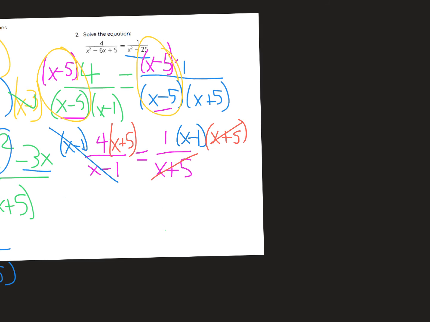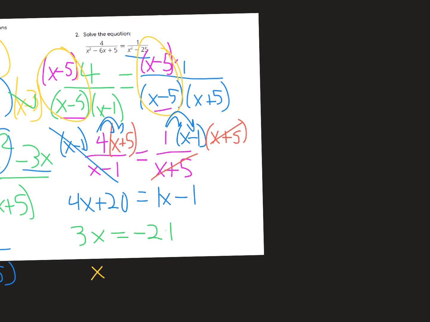Now I'm going to distribute: 4x plus 20, 1x, I don't have to actually write that part, but that's fine, minus 1. Oh, now this is just a linear equation. So I'm going to subtract x from both sides. I'm going to subtract 20 from both sides. And then I'm going to divide by 3.